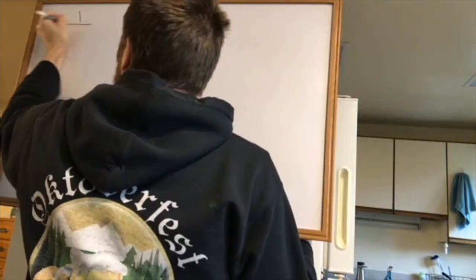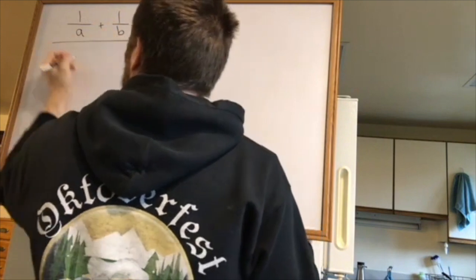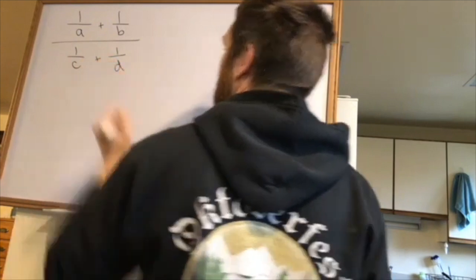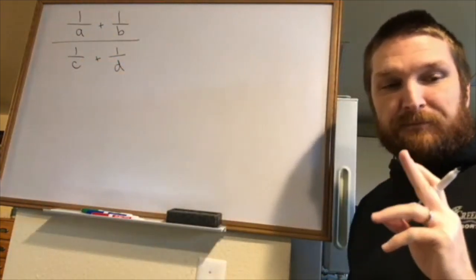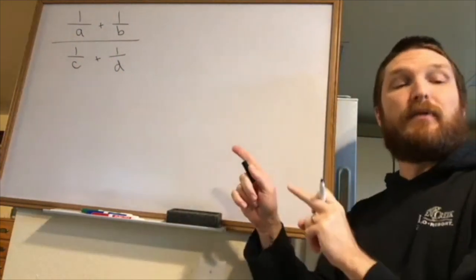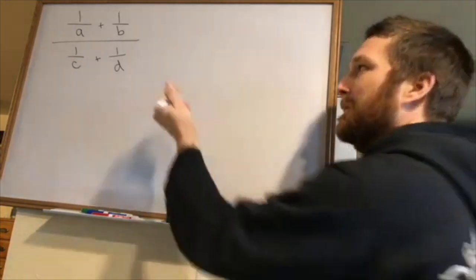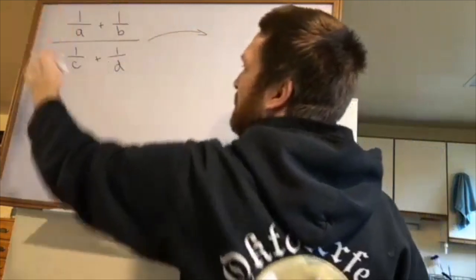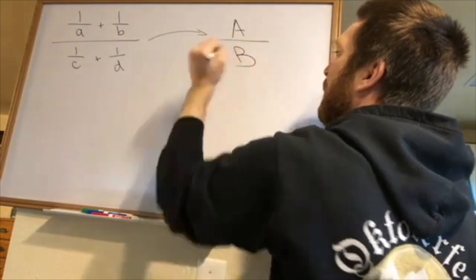6.3 is where we are given stuff like this. We are given fractions inside of fractions. And like everything in mathematics, we're taking something we haven't seen before, and we want to turn it into a problem that we've seen before. And so what we're trying to do is turn things that look like this into things that look like this.